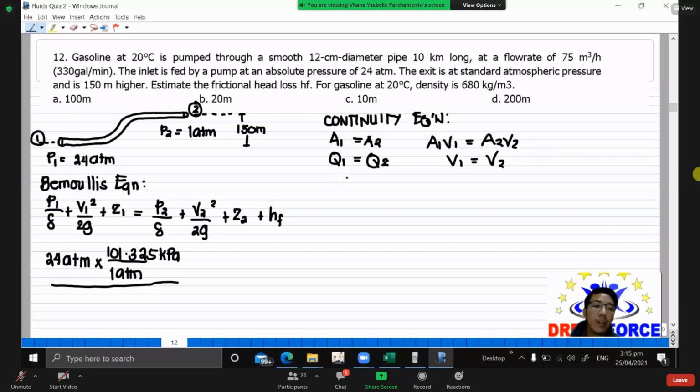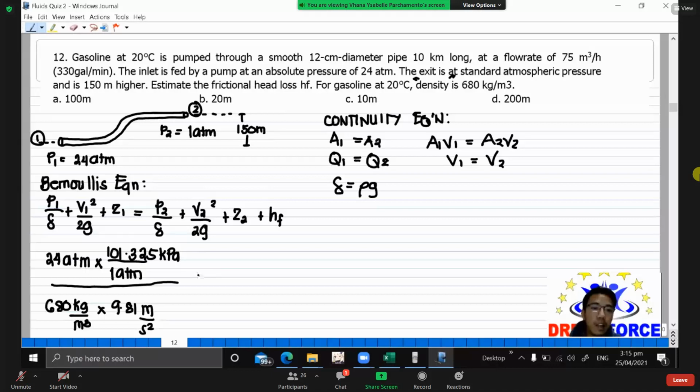Again, hindi natin alam, but pwede mong gamitin yung formula specific weight is equal to rho times g. Bakit? Nagbigay siya ng density dito. Yung density ng oil natin or ng gasoline, that is 680 kilograms per cubic meter, times yung g natin, we have 9.81 meters per square second. Okay, kompleto na ako doon sa ating pressure head.